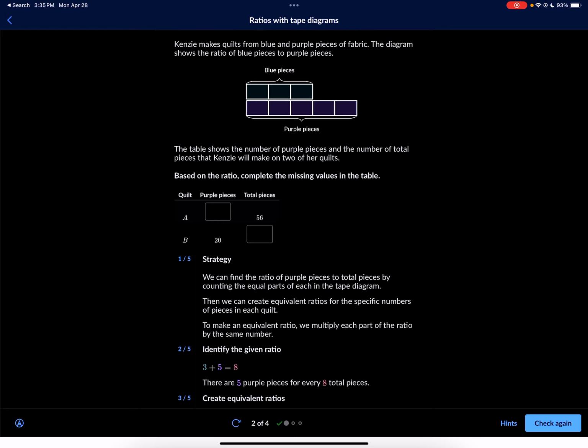So, Kenzie makes quilts from blue and purple pieces of fabric. The diagram shows the ratio of blue pieces to purple pieces. The table shows the number of purple pieces and the number of total pieces that Kenzie will make on two of her quilts. Based on the ratio, complete the missing values in the table. So, we have quilt A, which is purple pieces, and B, 20, and then 56 total pieces.